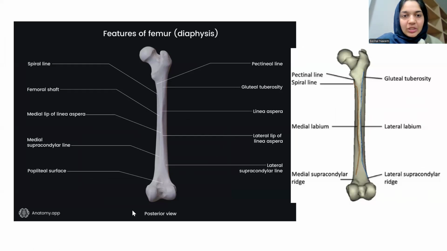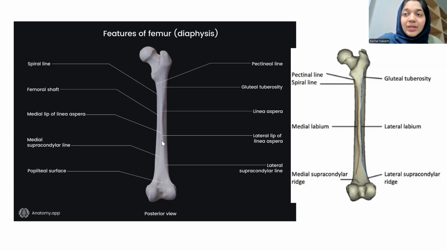This is the posterior femur, right? So this is your pectineal line and this is your spiral line. The pectineal line continues beneath the lesser trochanter. Then we have the pectineal line and then the spiral line. And this is where I told you is the gluteal tuberosity. The gluteal tuberosity also extends downwards as a line. Now these two lines converge to meet and make the linea aspera.